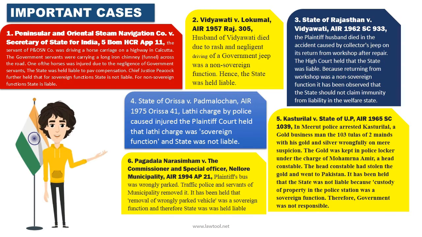Important cases. 1. Peninsular and Oriental Steam Navigation Co. versus Secretary of State for India, 5 Bom HCR App 1. The servant of P&O Steam Navigation Company was driving a horse carriage on a highway in Calcutta. The government servants were carrying a long iron chimney, the funnel, across the road. One of the horses was injured due to the negligence of government servants. The state was held liable to pay compensation. Chief Justice Peacock further held that for sovereign functions, the state is not liable. For non-sovereign functions, the state is liable.